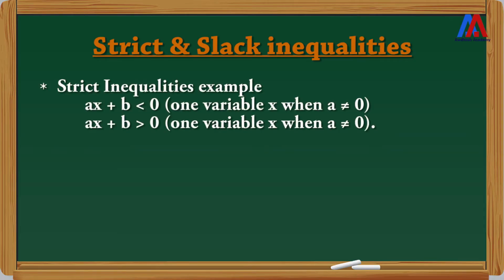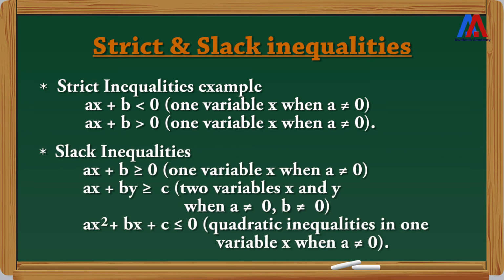One we can call strict inequalities, other we can call slack inequalities. Strict inequality means the sign of equal to will not be there. So for example, ax plus b less than 0, it is basically a strict inequality because equal to sign is strictly not there. So this is an example of one variable x where a is not equal to 0. Another is ax plus b greater than 0. That's another strict inequality because equal to sign is not there. And this is an example of one variable x where a is not equal to 0.